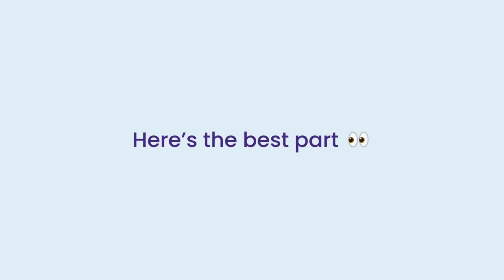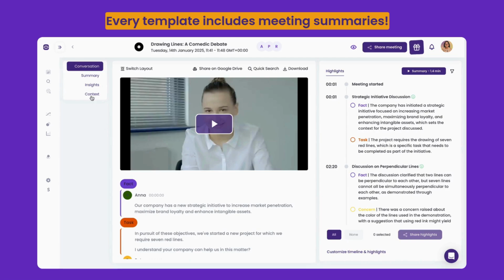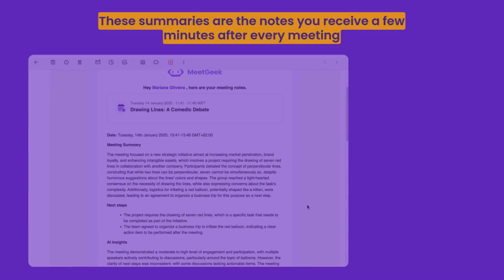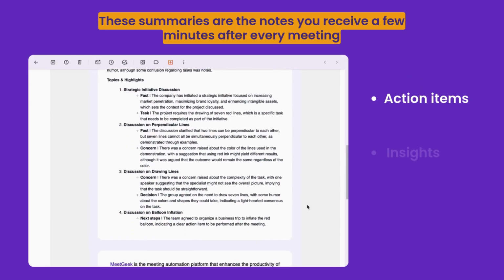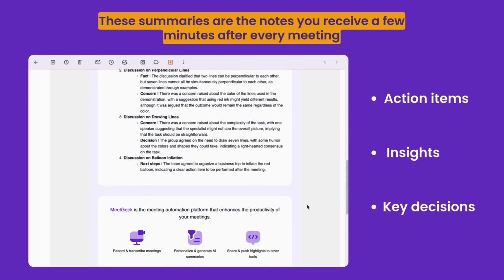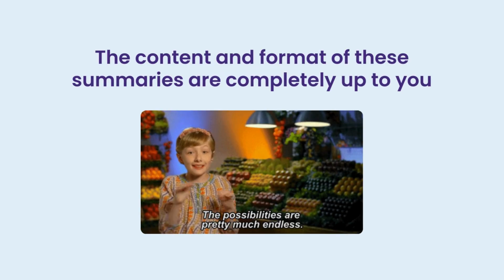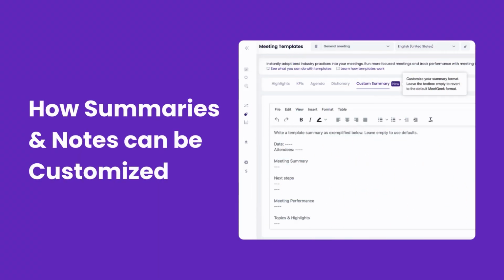But here's the best part. Every template includes meeting summaries, which you can either use in their default structure or fully customize. These summaries are the notes you receive and share, automatically capturing action items, insights, and key decisions. And now, the content and format of these summaries? That's completely up to you. Here's how to customize your meeting summaries and notes.